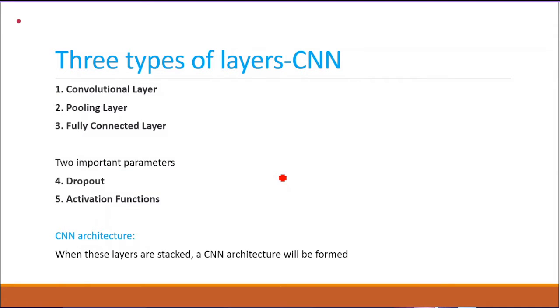So I'll explain this architecture. I'll explain what the purpose of dropout and activation is. So what is a CNN architecture, how is it processed, and how do we get that? We have three main layers: convolution, pooling and fully connected layers. How are they going to be stacked? Generally, the fully connected layers will be at the end.